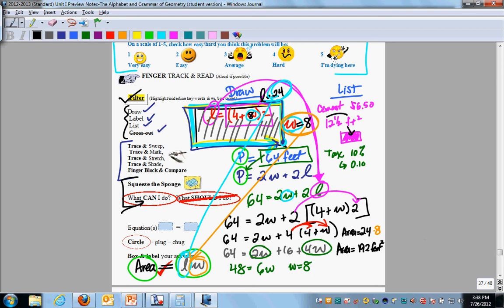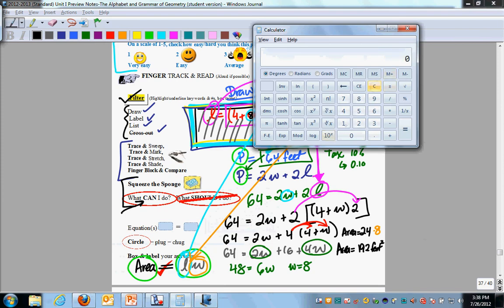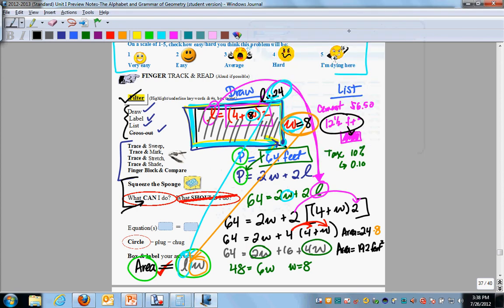Now, one bag of cement covers 12.5 square feet. So we come up here, and we're going to do 192 square feet and divide by 12.5. And we need exactly 15.36 bags of cement. But the problem is you don't actually walk into Orchard Supply or Home Depot and buy 15.36 bags of cement. So we're going to be purchasing 16 bags.